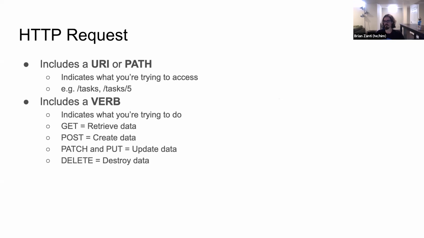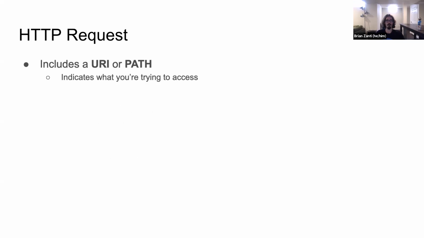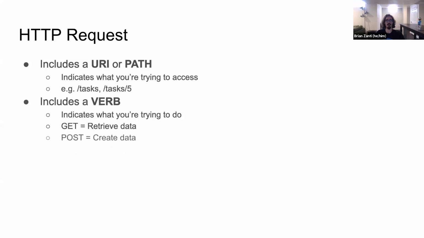I think for this first day, this might feel like a little bit of memorization, but I do want you to know pretty much this slide right here. The HTTP request is going to include our URI or path, which is the slashes after the domain. And we're going to include a verb. There are four main verbs, and this is what they correspond to.